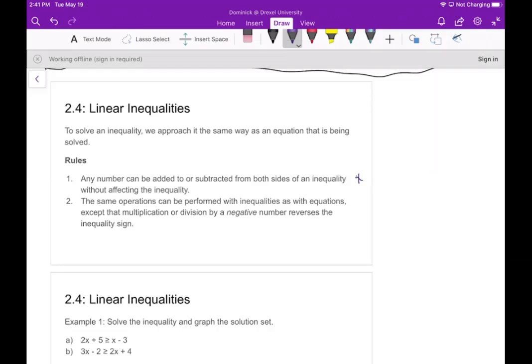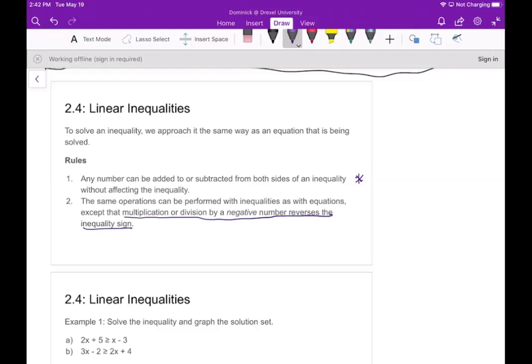All right, you can add or subtract. This first rule is saying you can add or subtract both sides of an inequality, and that won't change the solution. Now the second rule says that you can also do the same with multiplication and division, but if you multiply or divide by a negative number, you need to flip the direction of the inequality sign.